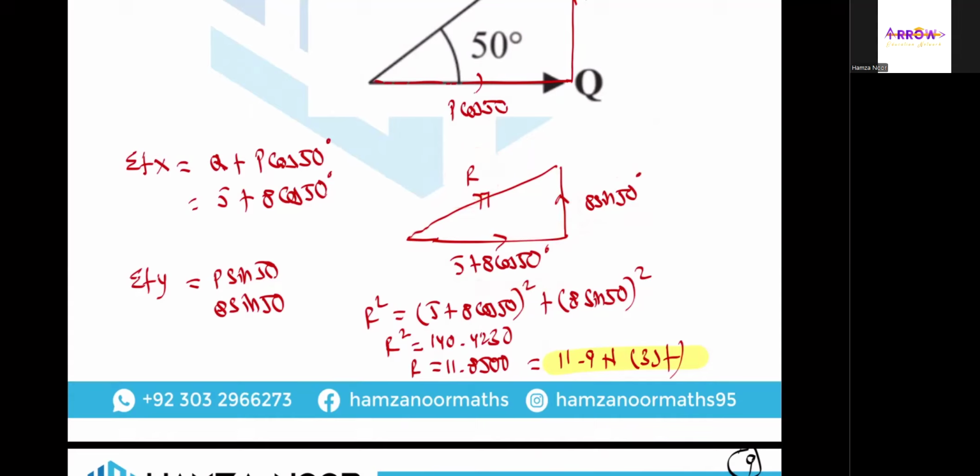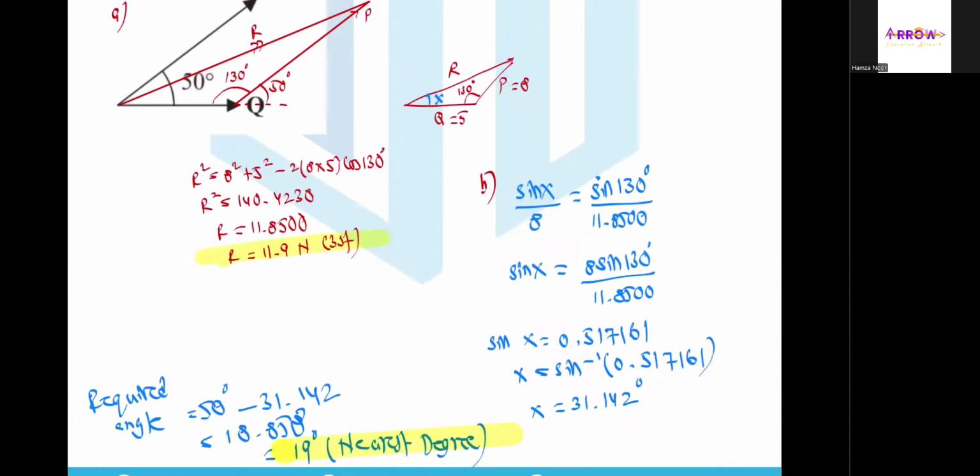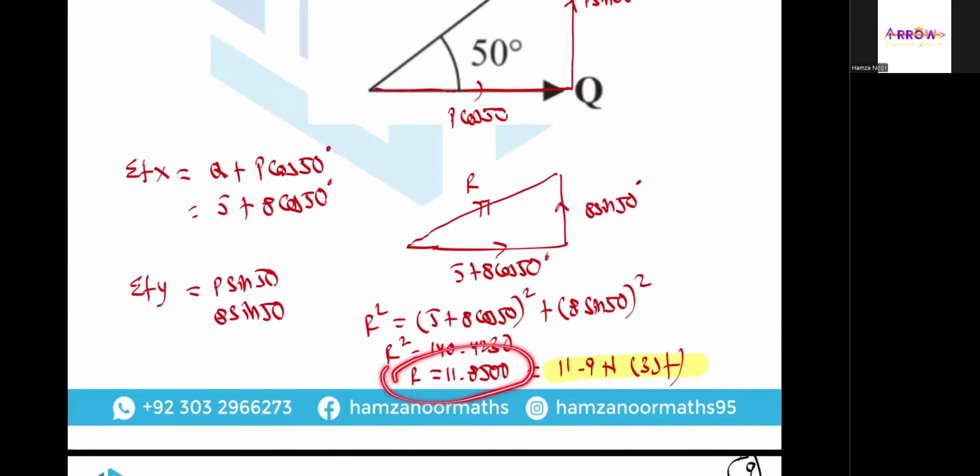the hypotenuse. So R square is equal to (5 plus 8 cos 50) whole square plus (8 sine 50) whole square. So R square is equal to 140.4230, and after taking the square root, we are obtaining the same value which we obtained in the earlier calculation, and correct to 3SF, I have mentioned the value of the resultant magnitude, the magnitude of the resultant.